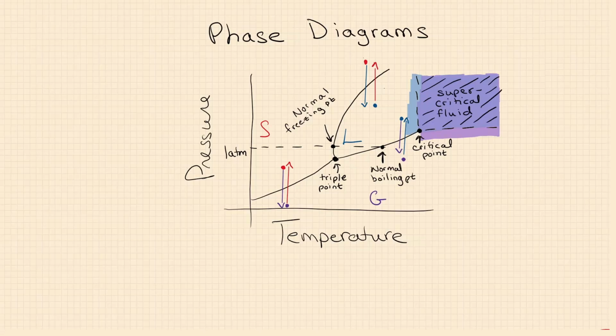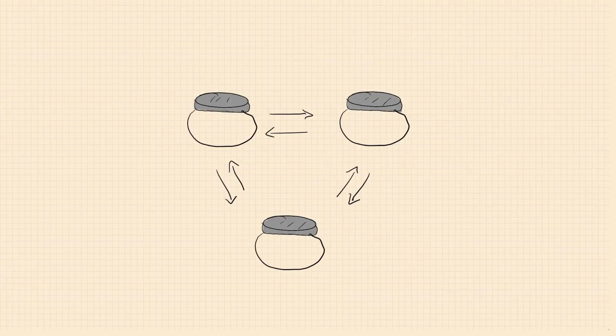What are phase diagrams, and how do they describe phase changes in a substance? Let's find out. But first, let's review our states or phases of matter. Our primary phases are solid, liquid, and gas.